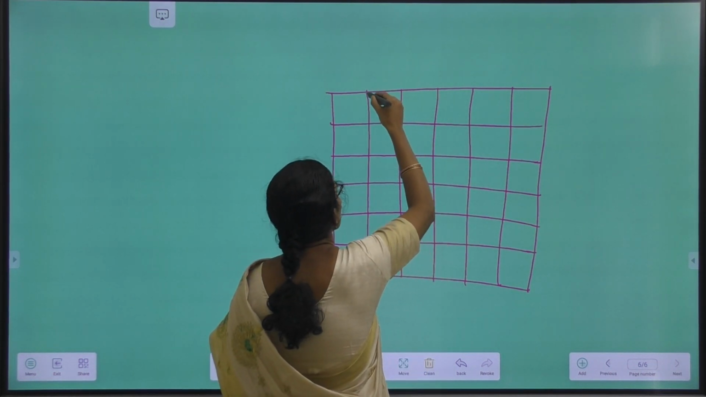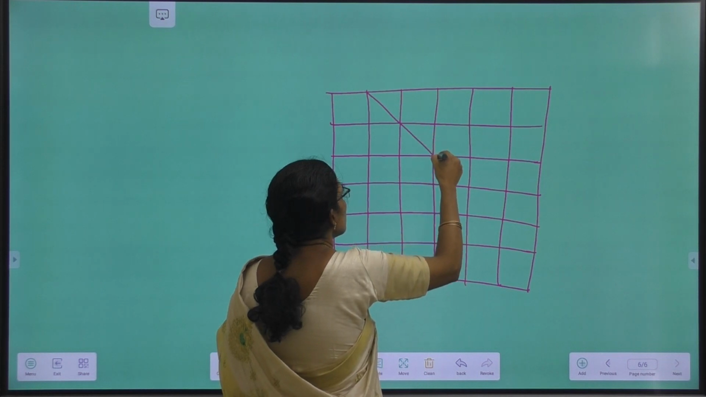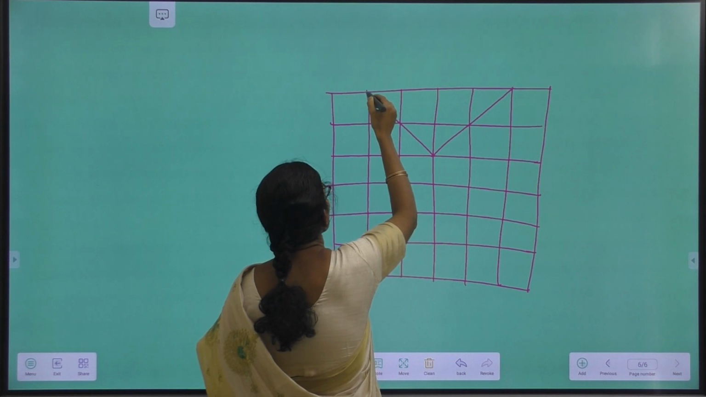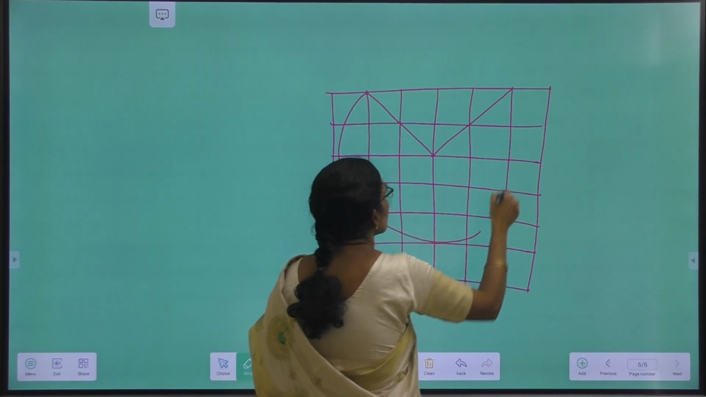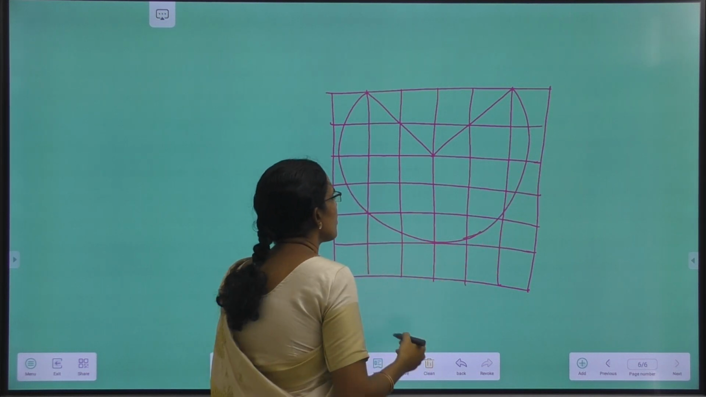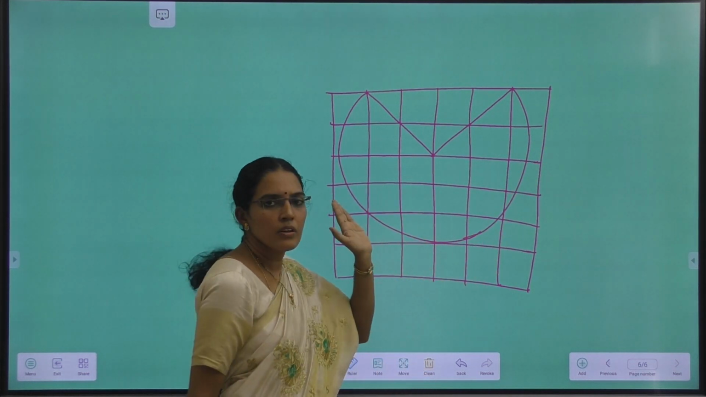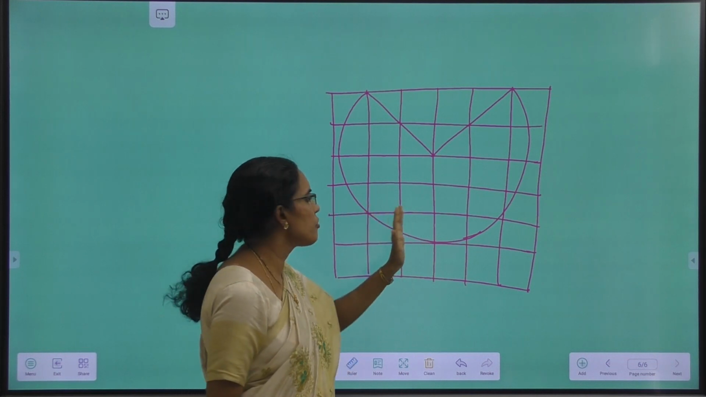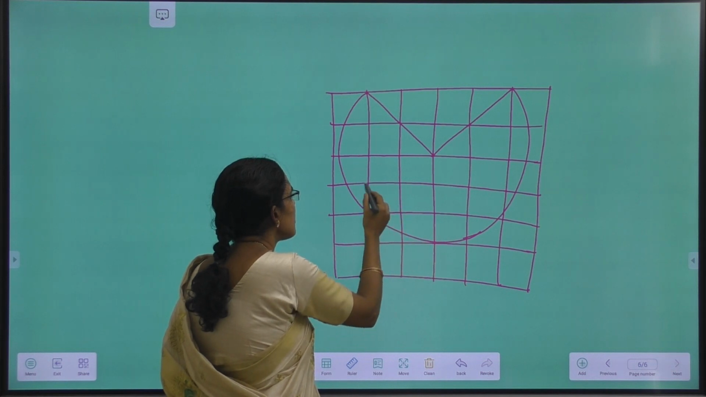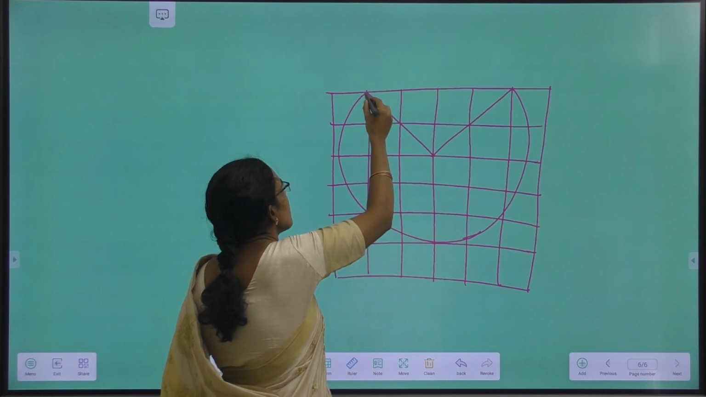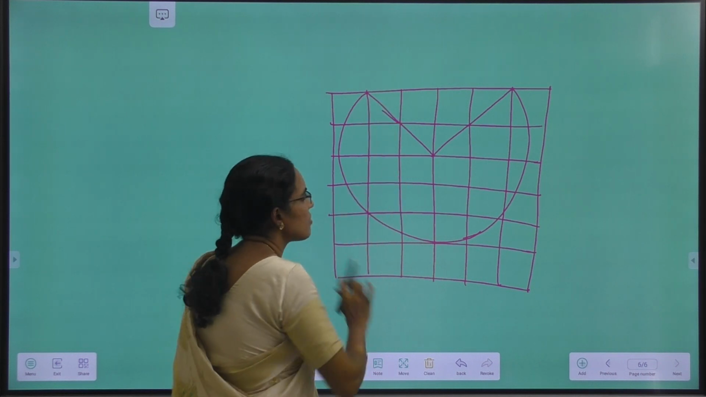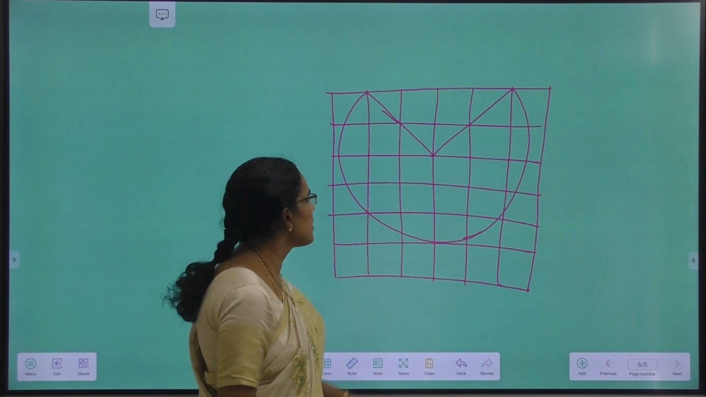Now here I want the area of one shape. I am drawing that shape first. Okay, suppose you want the area of this shape. Now to know the area of the shape, if you observe these squares, some are completely covered, and some are exactly half covered, and some are more than half, and some are less than half. Okay, some are completely covered.